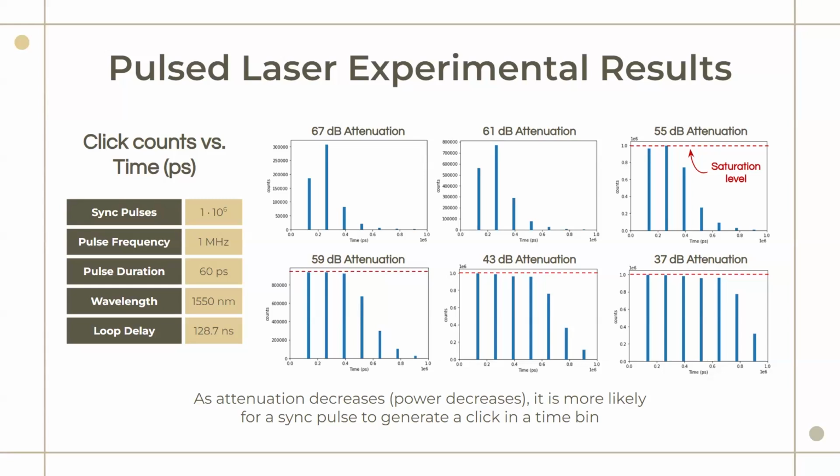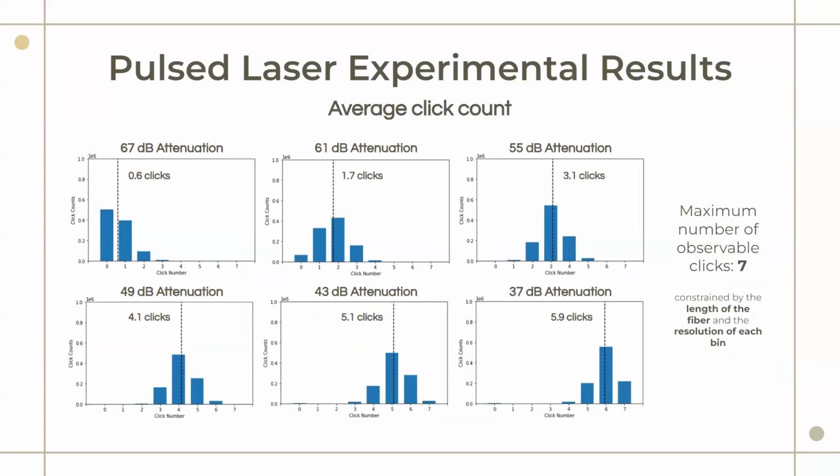And so that implies that at some power level or attenuation level, the probability of a pulse with a lot of photons clicking each bin increases. One thing to note is also the number of bins that we have, which I'll talk about in a bit. So we can also determine the average click count, which increases as power increases. But one thing to note is that the number of clicks that we can resolve cannot be greater than the number of bins that we can observe. And so I mentioned before the bins, and we can only see about 7. So we can only see 7 clicks.